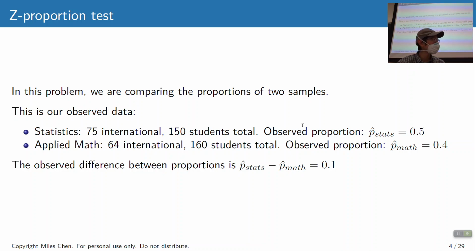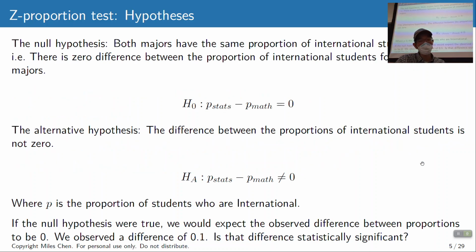But we would look at these 2 proportions and say p hat, the proportion of international students for statistics, would be 75 out of 150, or 0.5. The proportion of international students for applied math majors, p hat, would be 64 divided by 160, or 0.4. And if we compare 0.5 to 0.4, that's a difference of 10 percentage points. So we're getting a difference of 10 percentage points in our sample of data.